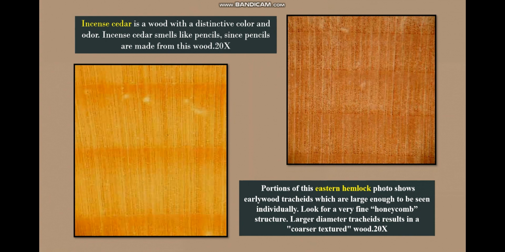Portions of this eastern hemlock photo show earlywood tracheids which are large enough to be seen individually. Look for a very fine honeycomb structure. This one. Honeycomb structure. Larger diameter tracheids result in a coarser textured wood, 20 times.